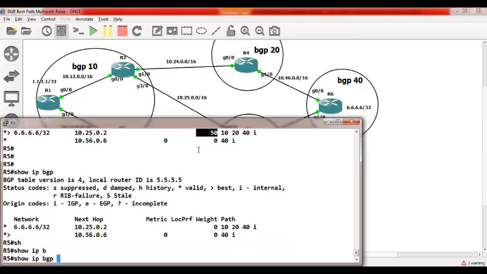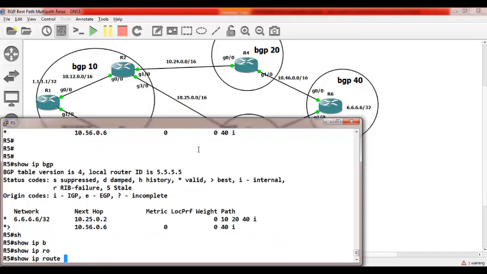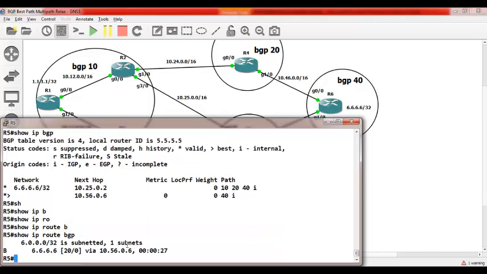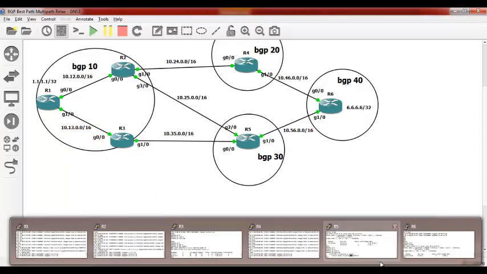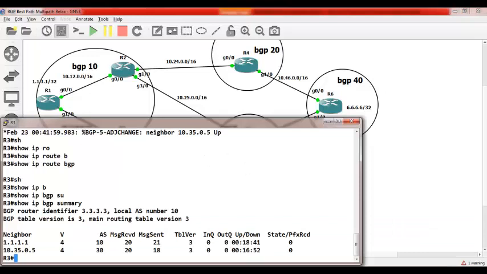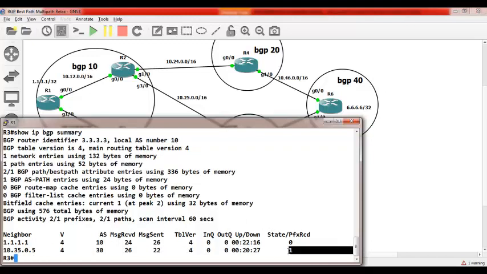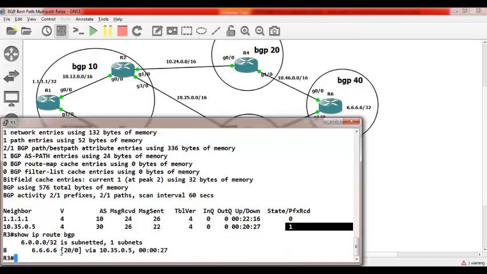Show IP BGP, show IP route BGP. You see now it's going via 6. There's no problem for router 5 to give it to router 3. Where is router 3? Earlier it was not learning any prefix from there. But now it has learned a prefix. And what is that prefix? This is the prefix. So router 3 has got a route to reach 6.6.6.6 and it is via router 5.